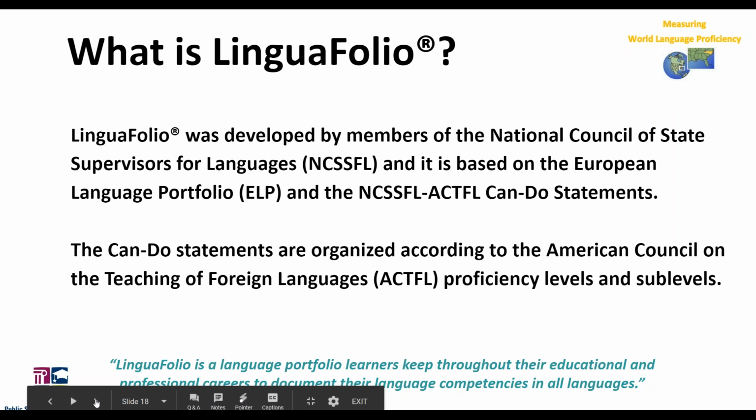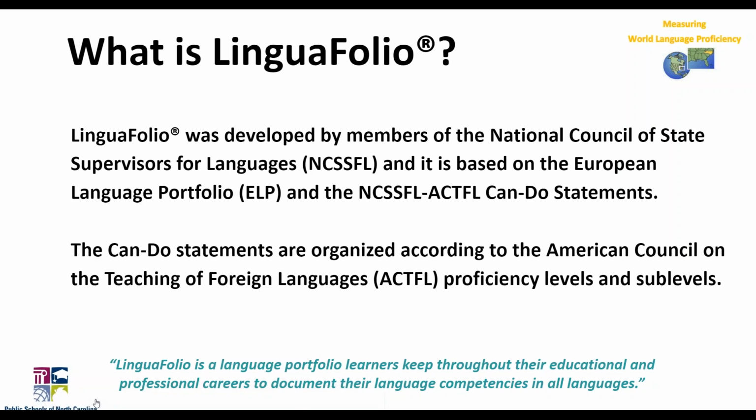Now, just a little bit of history. LinguaFolio was developed by the members of the National Council of State Supervisors for Languages, or NCSSFL, and it's based on the European Language Portfolio, or ELP, and the NCSSFL-ACTFL Can-Do statements. We're going to talk about that in a little more detail here in a bit. The can-do statements are organized according to the American Council on the Teaching of Foreign Languages, or ACTFL, proficiency levels and sublevels. Of course, those are the proficiency levels we use in our state standards for language learning here in North Carolina.